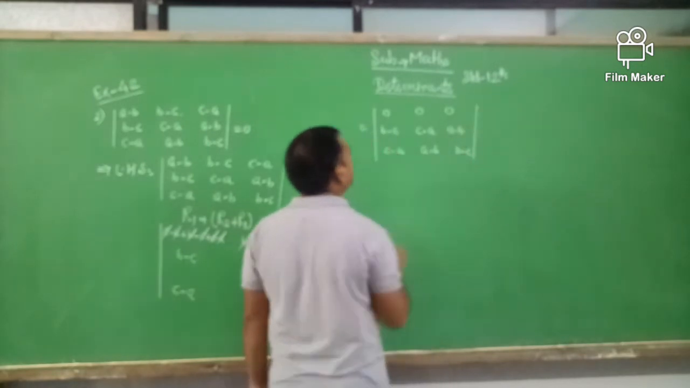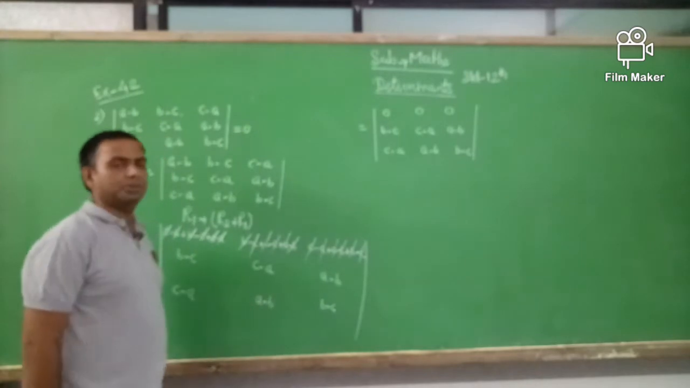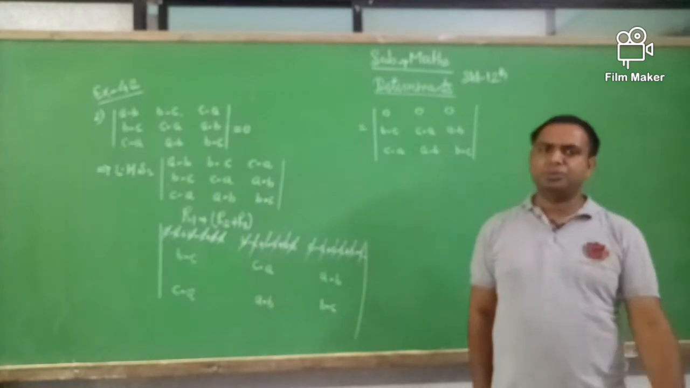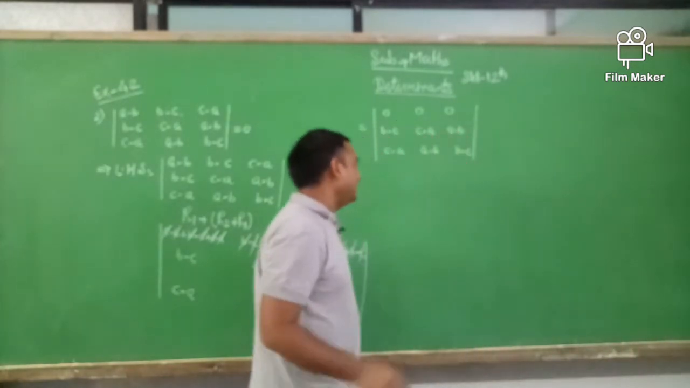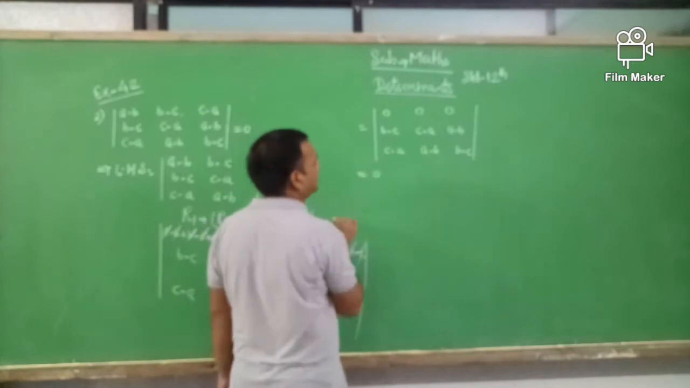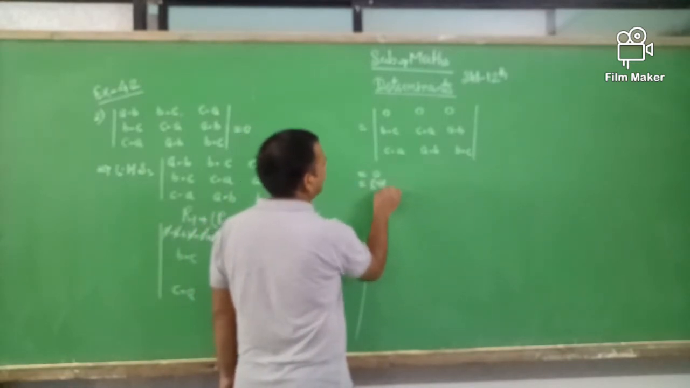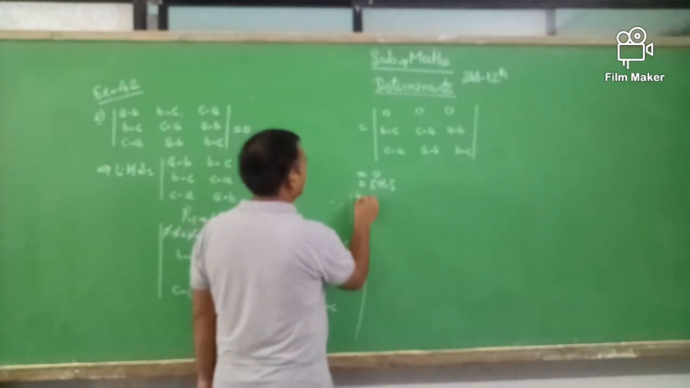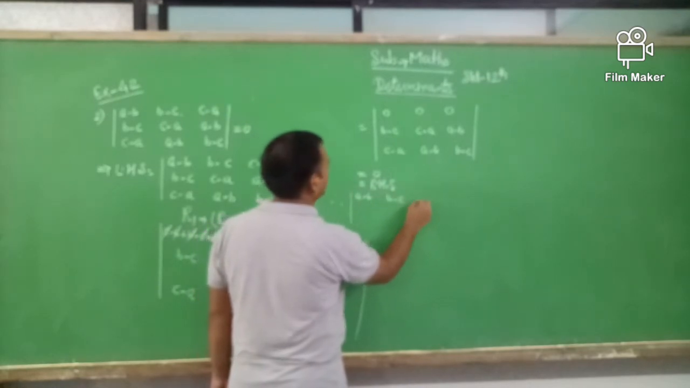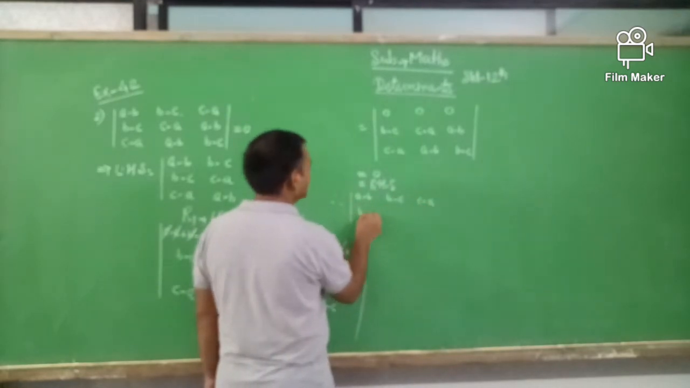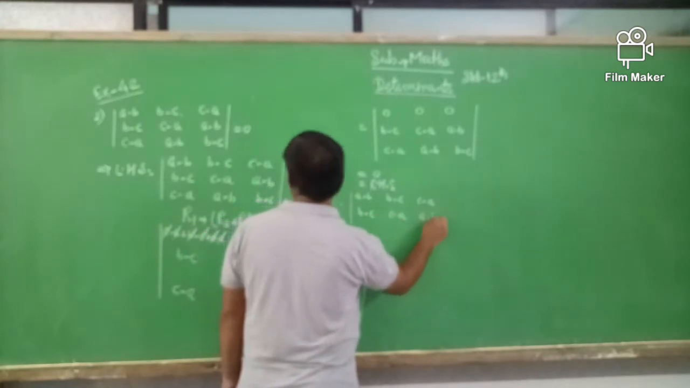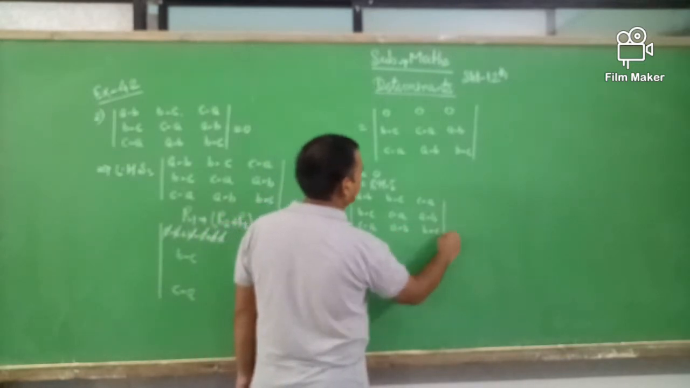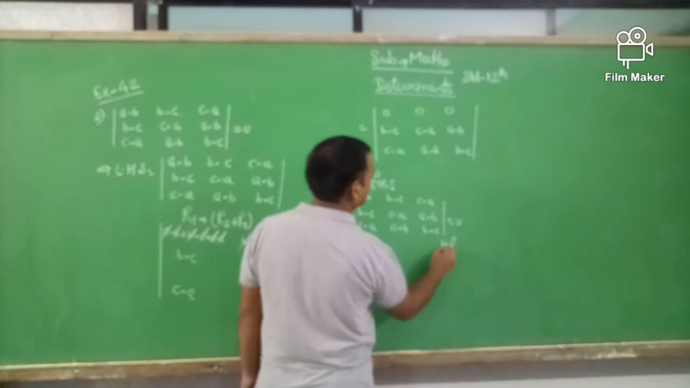Here you see that all elements of the first row are 0. If all elements of any row or column are 0, then the value of that determinant is 0. So this is equal to 0, which is the RHS. Therefore the determinant a minus b, b minus c, c minus a, and so on, is equal to 0. Hence it is proved.